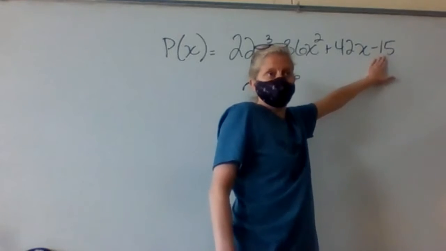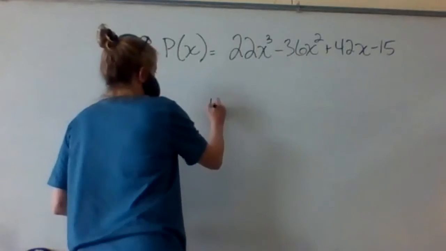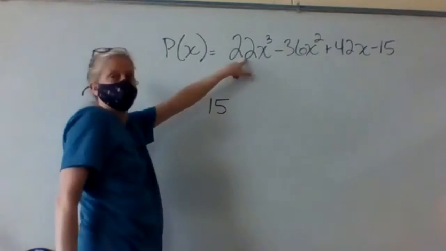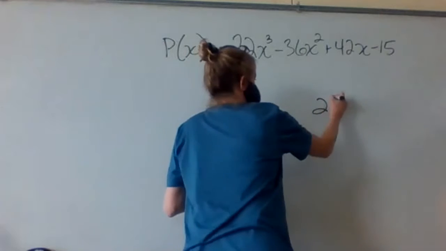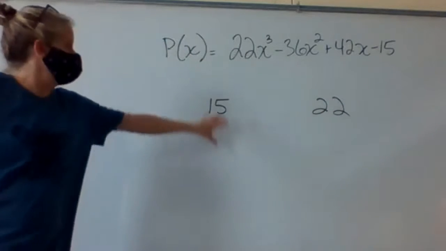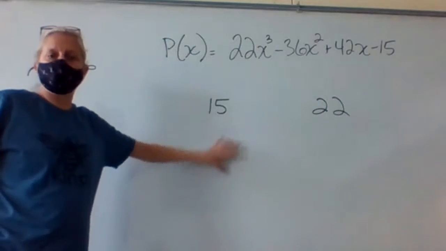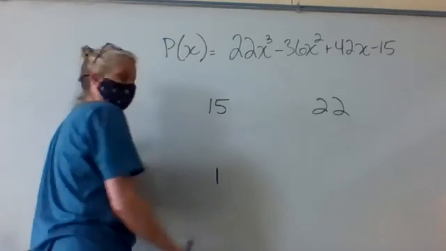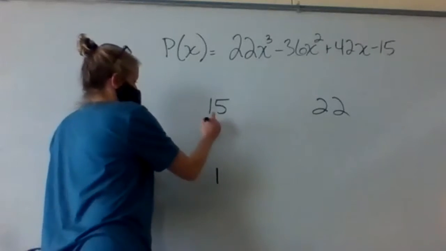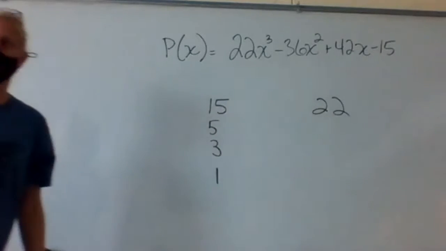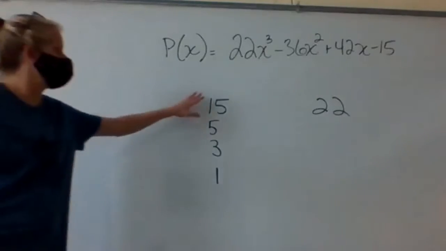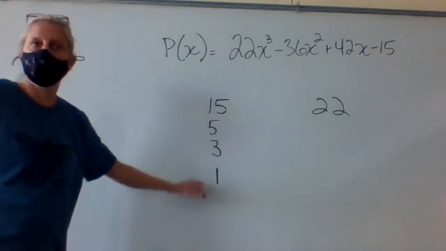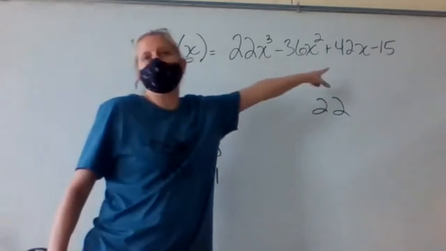Using this number first, and this number here, you would list all the ways to multiply to get 15, which would be what? 15 times 1 and 5 times 3. So those are all the factors of 15, right? So all the factors of the last number.